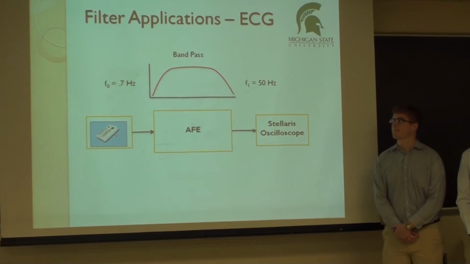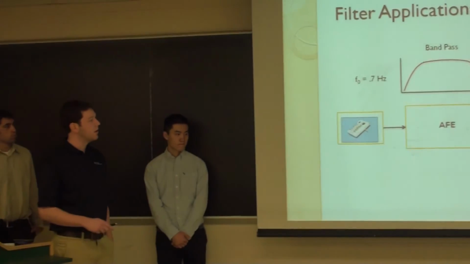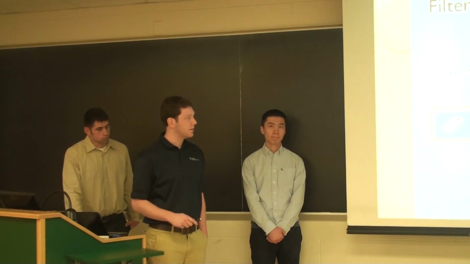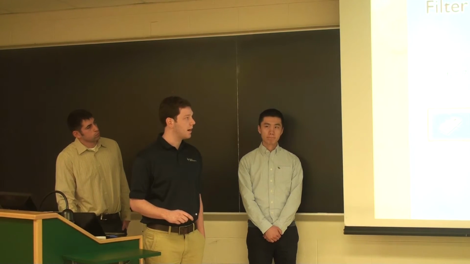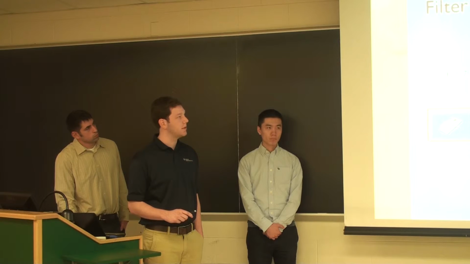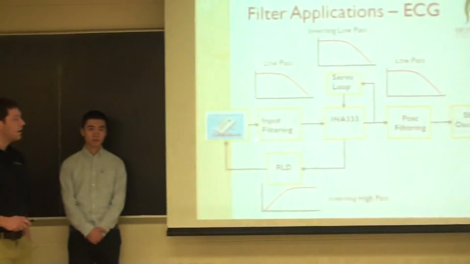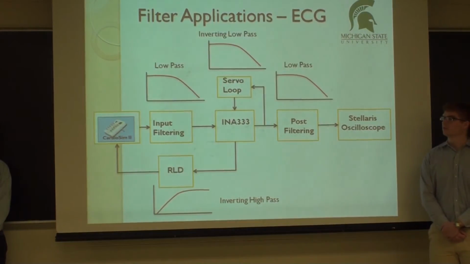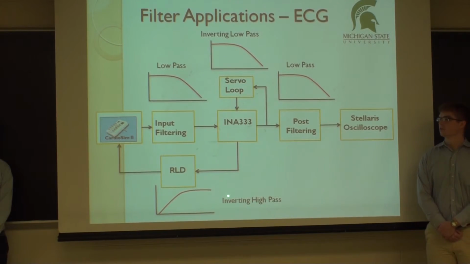All right, I'm going to talk about our application of these filters to accomplish our goal of getting the ECG signal. So our overall analog front end is supposed to come out with a bandpass that has a lower cutoff of 0.7 Hertz around there and a higher cutoff of 50 Hertz, because the spectral content of ECG signals is within that area. How we accomplish this is that on the input we have passive RC networks, including a differential filter, low pass, and then for our servo loop we also have an inverting low pass. The post filtering is an active low pass also, and then the right leg drive is an inverting high pass.